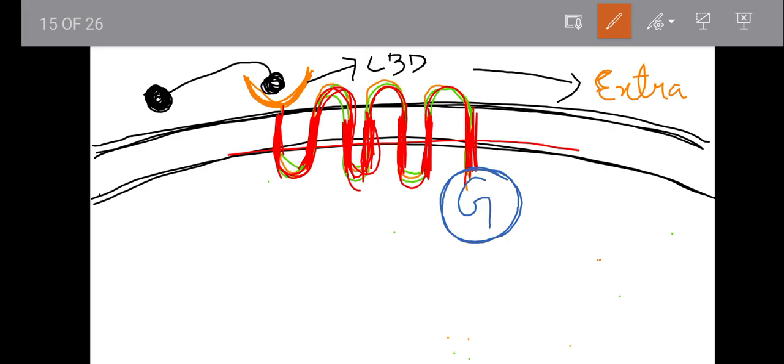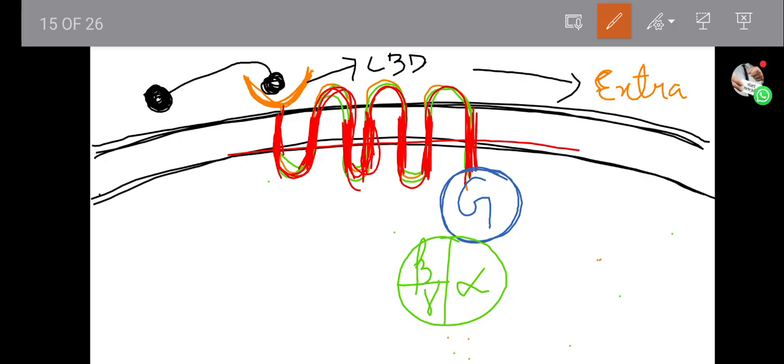Now I'm zooming in and seeing what is attached to the G protein coupled receptor. What I can see is that various subunits are attached to it. One is the alpha subunit, one is the beta subunit, and another is the gamma subunit. G protein is attached to this receptor, and to the G protein, alpha, beta, and gamma subunits are attached.